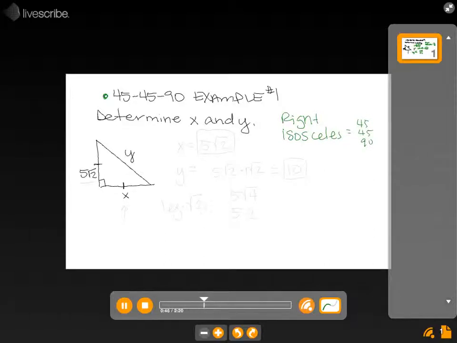And that's important to know, okay? Anytime you see a right isosceles triangle, you should think in your head, well, that's a 45, 45, 90 triangle. All right. We're asked to determine what x and y are.